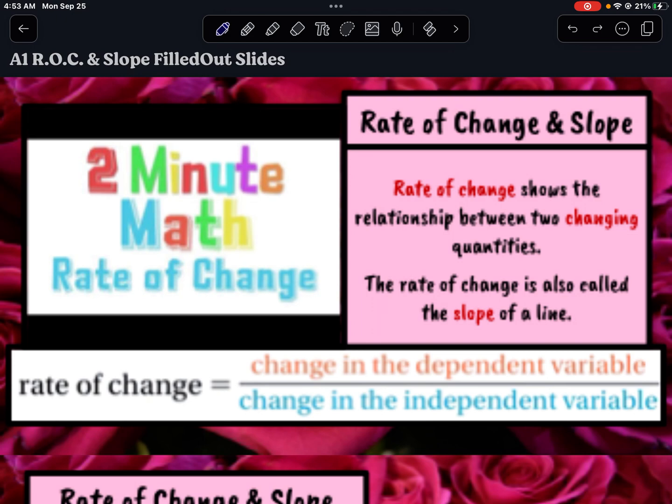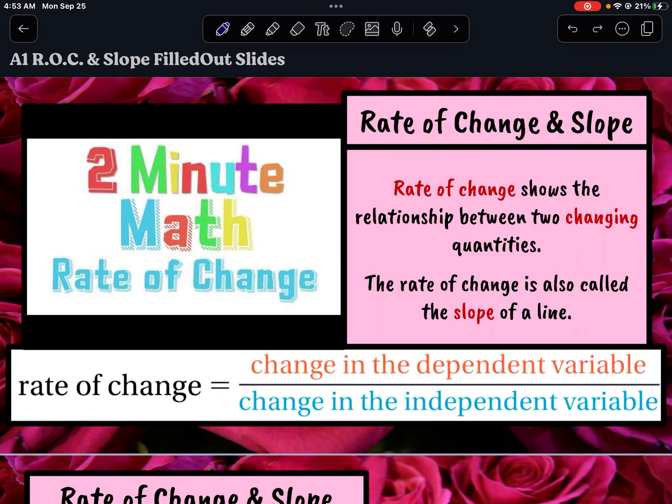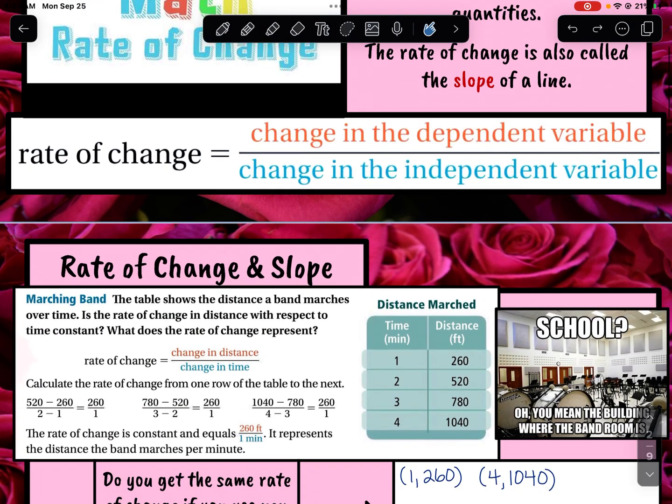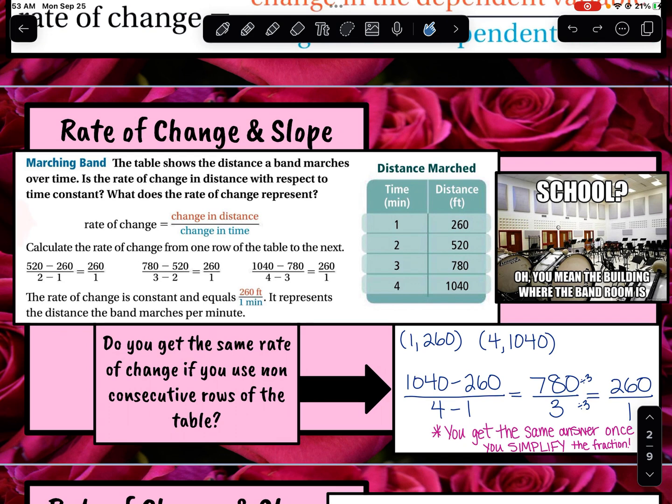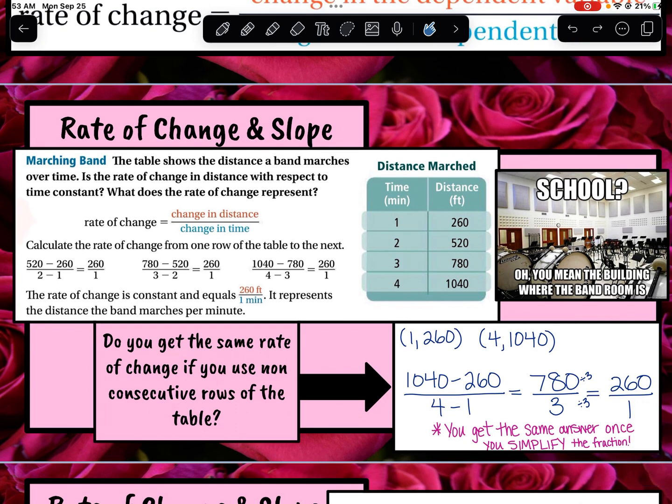Video on rate of change. I think it makes a lot of sense. So let's keep going here. So here's an example when we're talking about rate of change. It's a marching band example. The table shows the distance a band marches over time. Table is right here.